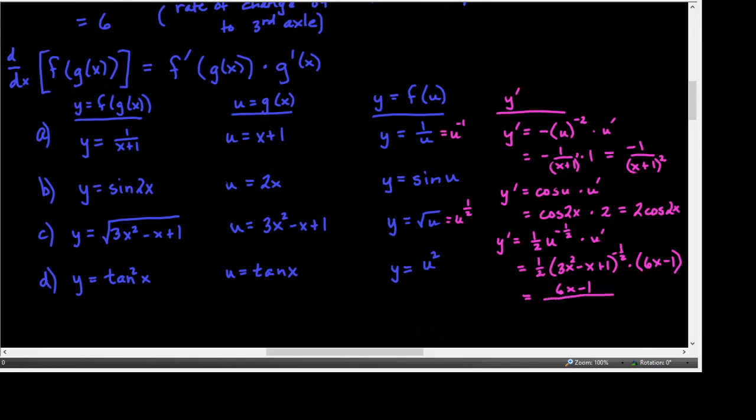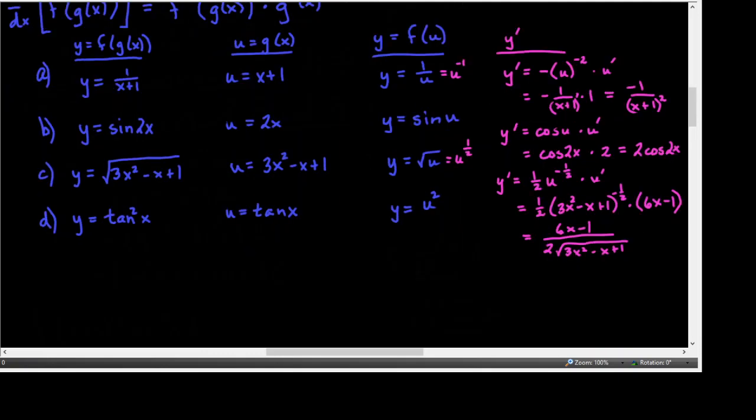And then simplifying, that would be 6x minus 1 over 2 times the square root of 3x squared minus x plus 1. Okay, and then the last one, I'm actually going to move down. It's okay. That'll be sort of consistent.